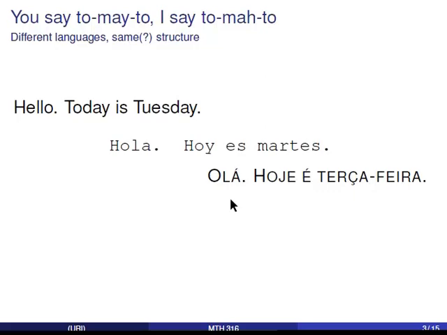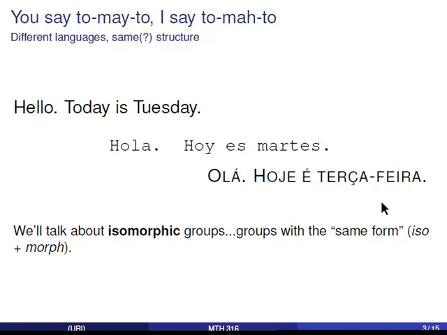Now, you'll notice that each of these pairs of sentences has the same structure. You have a word corresponding to "hello," a word corresponding to the idea of "today," a word for "is," and a word for "Tuesday." The only difference is the language that we use, the individual words in these different languages. In the same way, when we talk about isomorphic groups, it might be helpful to think of them as groups that have the same form. That's what isomorphic means, but stated in different language.